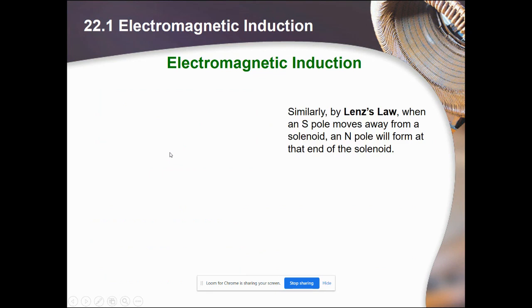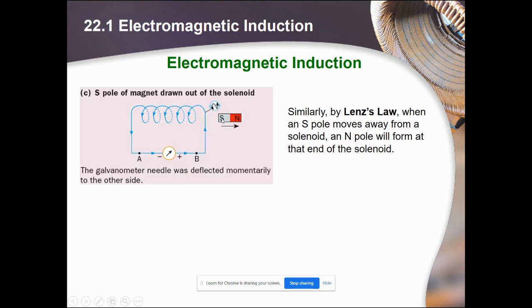Another thing: just now I was pushing the south pole in. What happens if now I am pulling the south pole out? I'm pulling the magnet away from the solenoid in this direction. Again, there's a change in magnetic flux linking the coil, so there'll be an induced EMF and therefore an induced current. This induced current will flow such that it will oppose the change. I do not want the south pole moving away from my solenoid, so I will induce a north pole over here, because I want to oppose the south pole moving away.